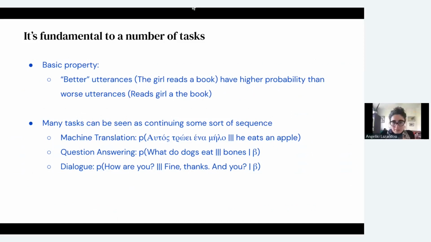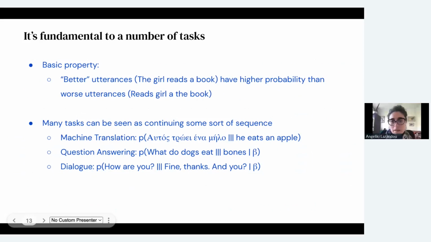But this property empowers a number of tasks that we want to do in natural language and in general sequence modeling. Because if you think about it, we can model a multitude of tasks as just being some sequence prediction, some next word prediction. So for example, we can think of machine translation as sequence prediction, in this case from Greek to English, or question answering as predicting the continuation from the question to an answer, etc. And virtually any sequence task could be treated in the language modeling sense.